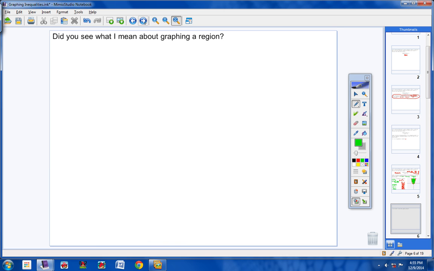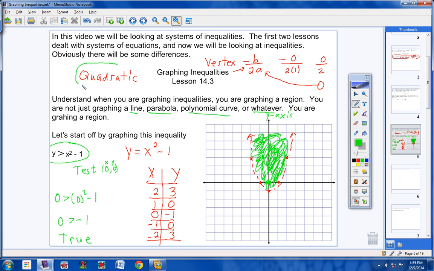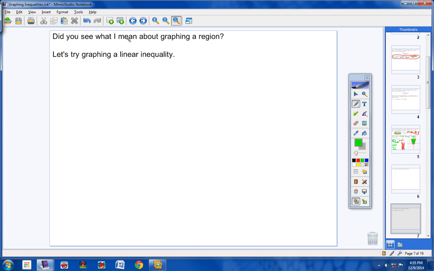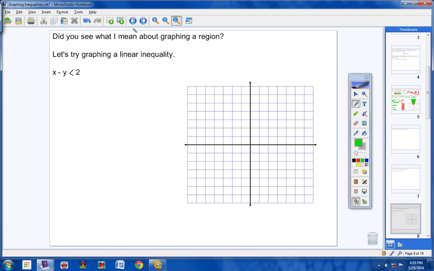Now, let's go ahead and try graphing a linear inequality. Remember, we just graphed a quadratic inequality. Now we're going to graph a linear inequality. Okay, so here it is. Go ahead and copy this down, please. And then go ahead and draw a coordinate plane, and I'll give you a minute to do that.